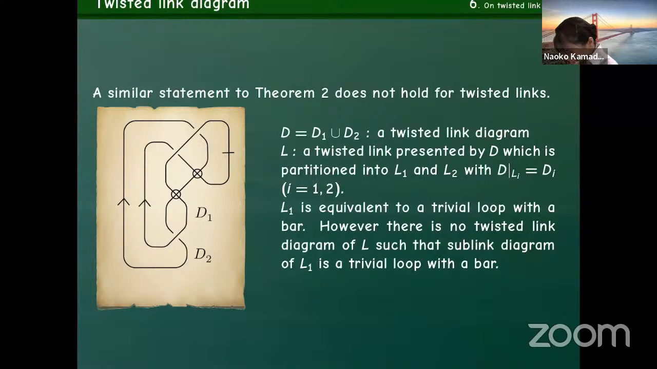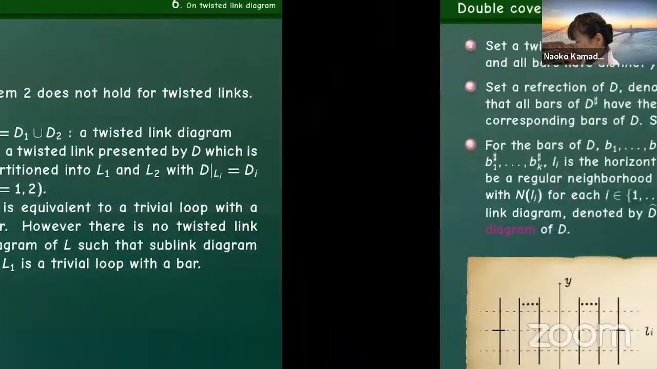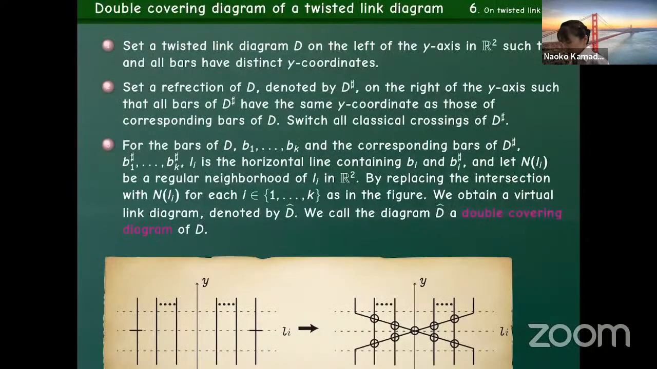Then D1 presents L1 and D2 presents L2. So L1 is equivalent to the trivial loop with a bar. However, there is no twisted link diagram of L such that the sublink diagram of L1 is the trivial loop with a bar. We show that fact. So we use a double covering diagram of a twisted link diagram.